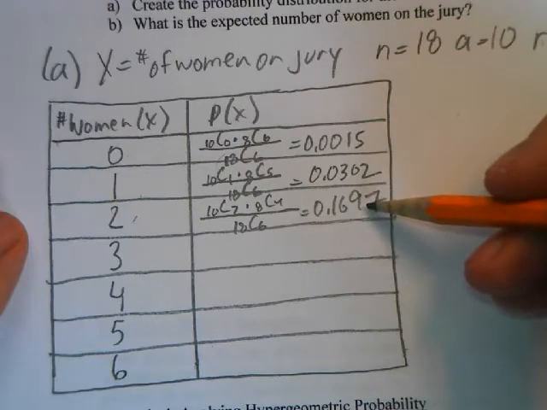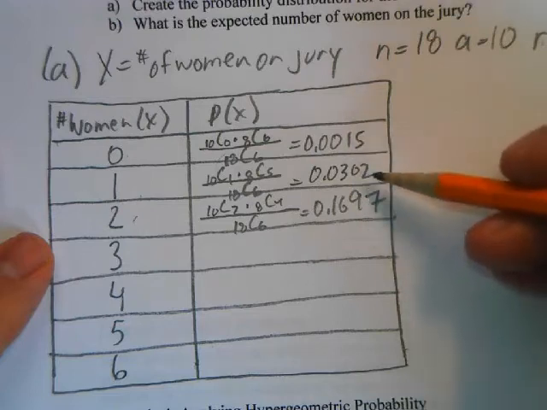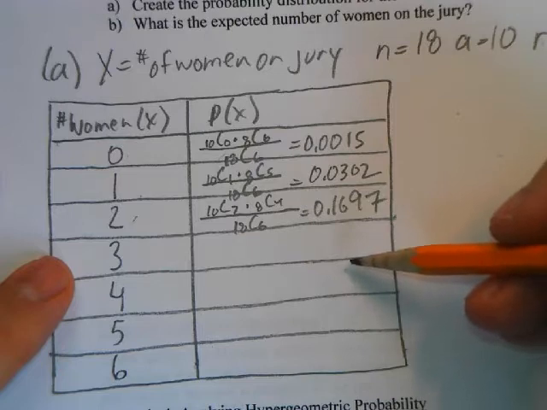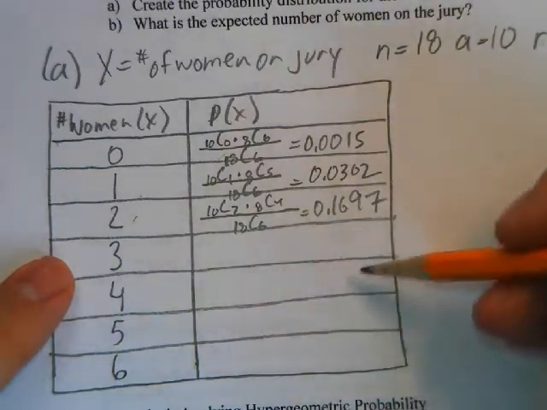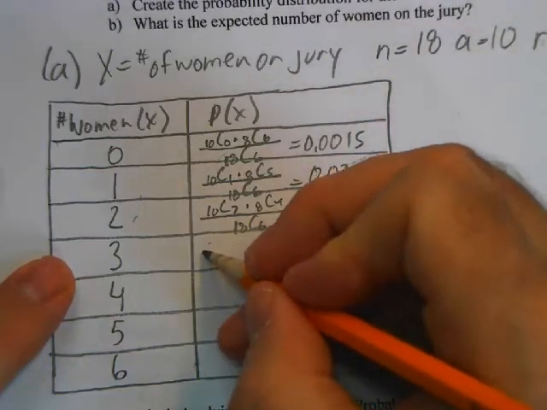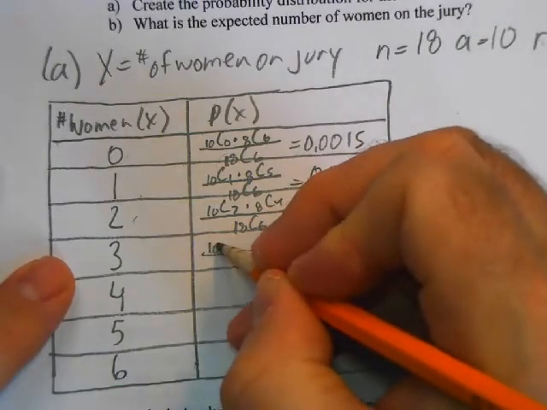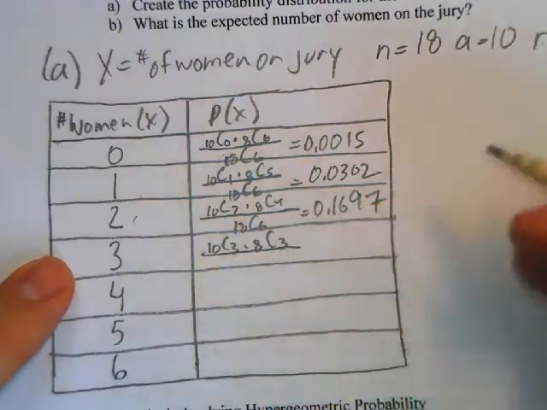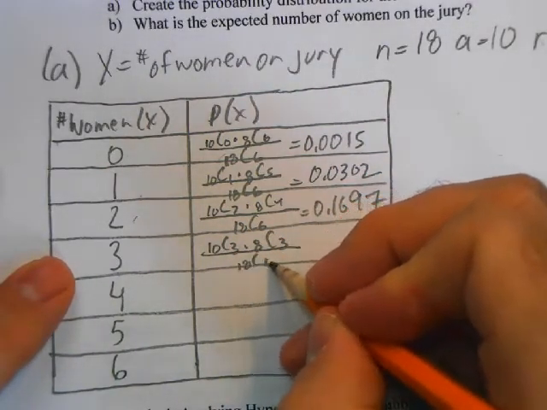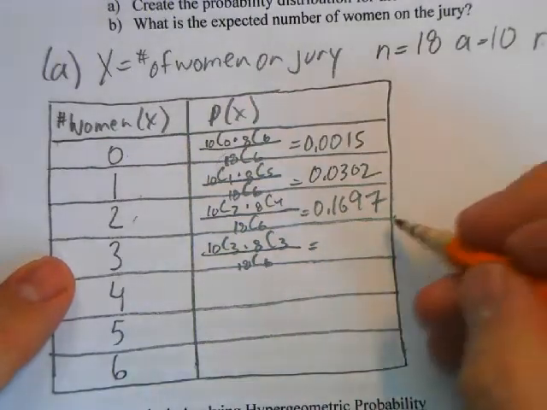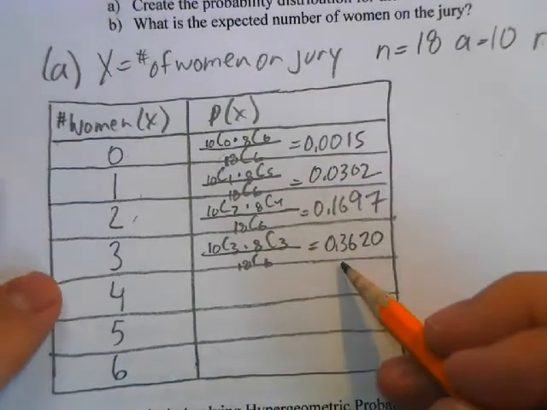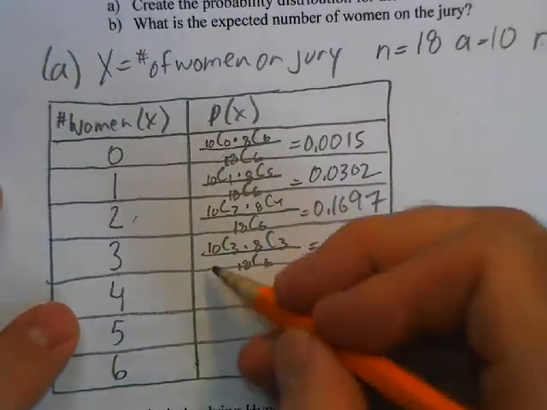And you can see the trend here. We're definitely going up. It's more probable to have 2 women on the jury than 1 or 0. And it's interesting to see when this peaks, because that will most likely be where the expected value is, around there. So keep going with 3. 10 choose 3 times 8 choose 3. So 3 women, 3 men on this one, over 18 choose 6. That's equal to 0.3620. So that's very, very likely to have that number.